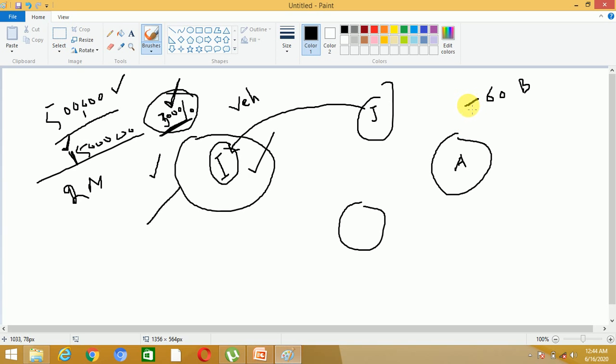Negative means $60 billion are moving out of the country every year. So now what did the government do? They increase import duty. On imports, they increase the taxes. So what will happen when taxes increase?